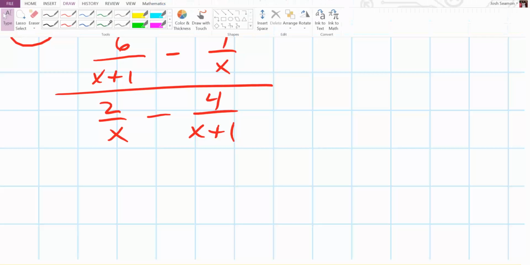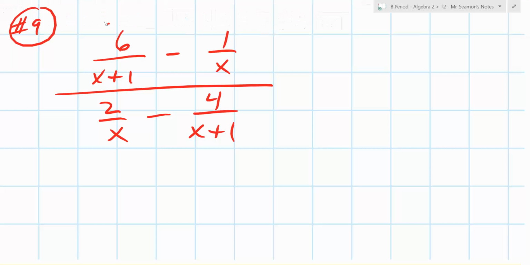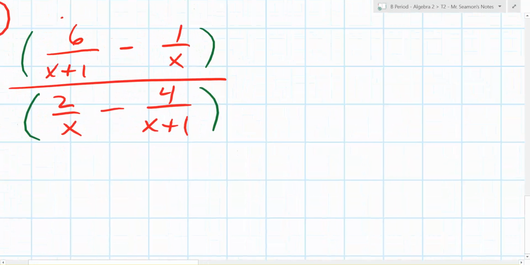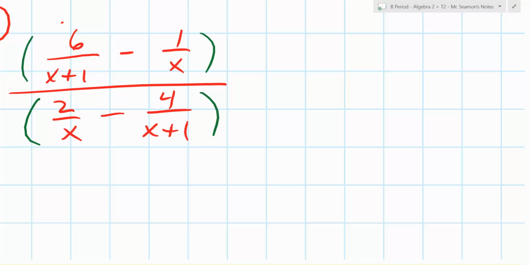So how do you attack these? You attack them one at a time. What do you mean one at a time? Explain that. You want to simplify the one on the top. You simplify the top and the bottom separately and then go for it, right? So if you look at the top here, how are you going to subtract those two things? What do you need to find? You need to build a common denominator.